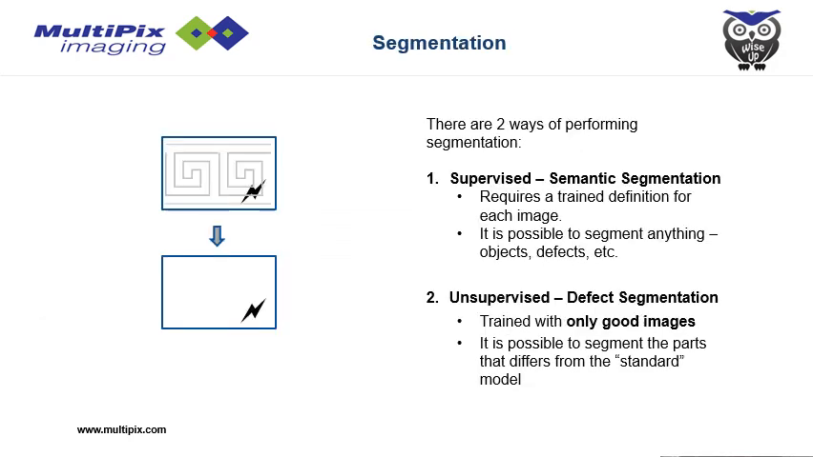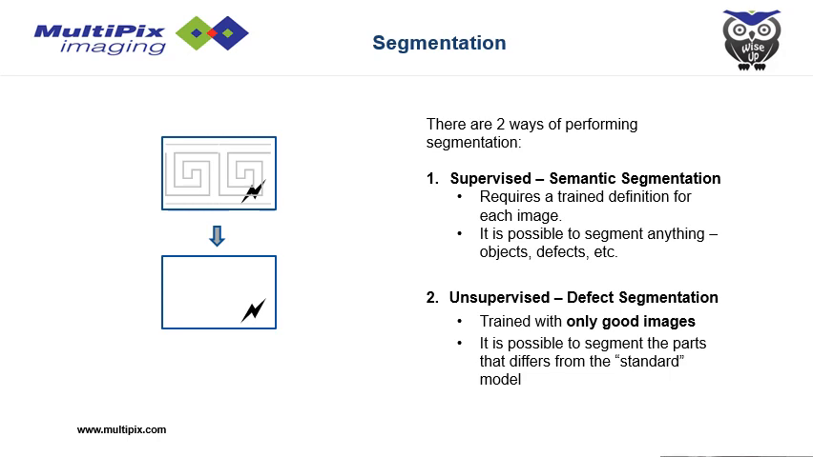Now, it seems that there are all sorts of different options all the way through this, but segmentation has two different ways of going about it. The first way is so-called supervised segmentation. This is where we are looking for specific types of defect, and we would need to give examples of each of those defects in our training set. So it is possible to segment anything, as it says here. It could be different objects, it could be different types of defect, but they would need to be defined.